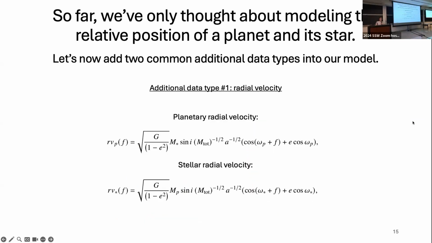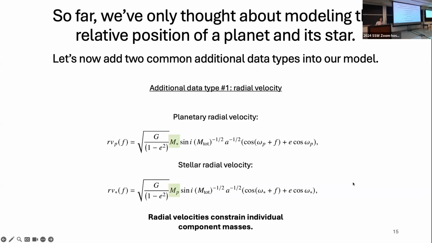So we can modify our model to be able to predict the radial velocity curve over time. I've got two different predictions here. One for stellar radial velocities, if the spectrum comes from the star directly, and one for the planetary radial velocity, if the spectrum comes from the planet itself. These are very similar, but you can see there are a couple of small differences.